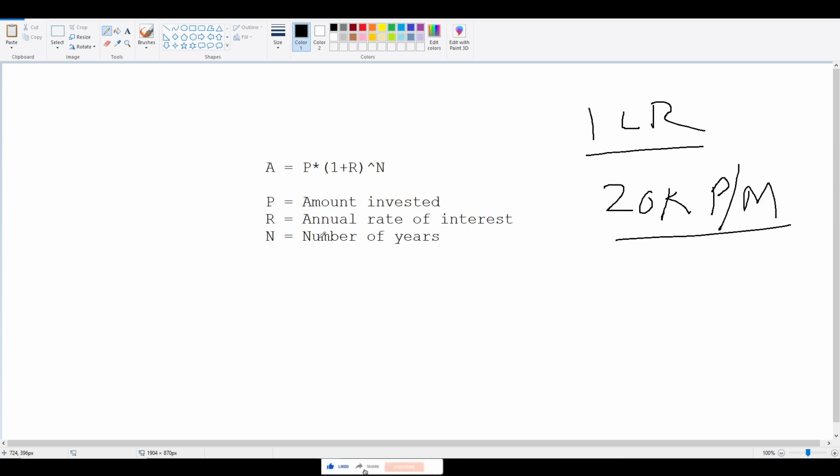Normally this is the formula for the interest rate. This is the principal amount, the amount we are going to invest. This is the annual rate of interest, and N is the total number of years.